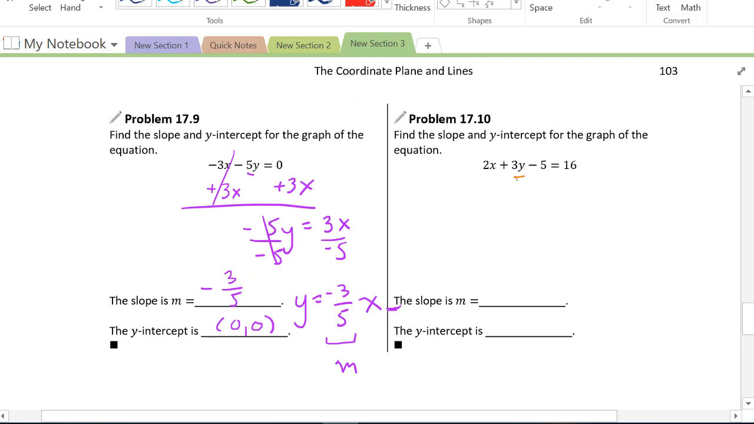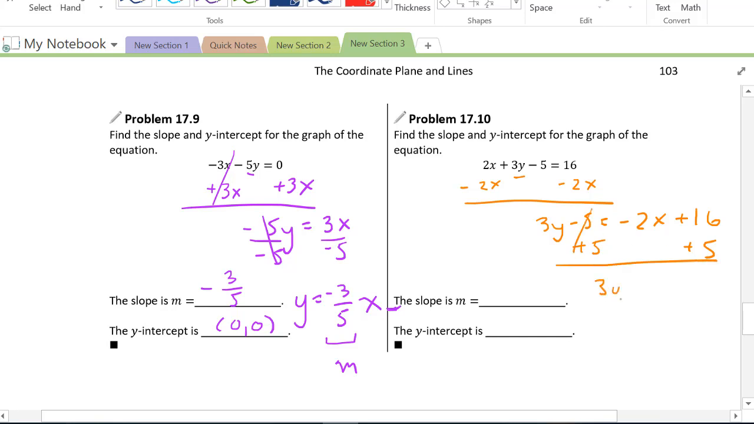Okay, the last one. So again, you have to make it say y equals. So here's your y, solve for y, right? Move everybody else except for the y. So minus 2x on both sides. Okay, we're going to end up with 3y minus 5 equals negative 2x plus 16. And pull the x first. And then add the 5 to both sides. So we're left with 3y equals negative 2x, and that's going to give us positive 21. Divide both sides by 3. Remember, everyone gets the 3. So we get y equals negative 2 over 3x plus 7.